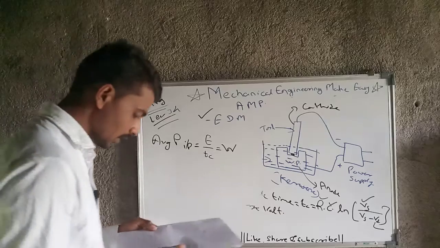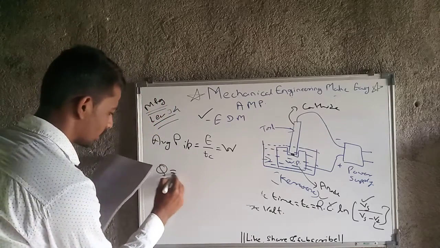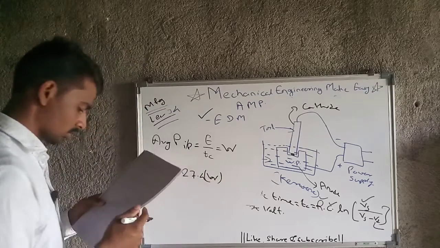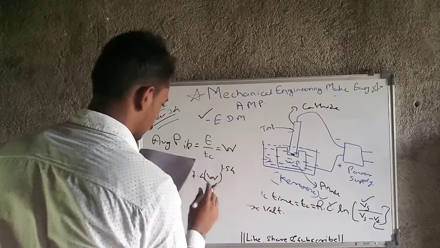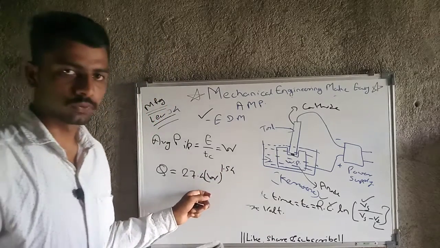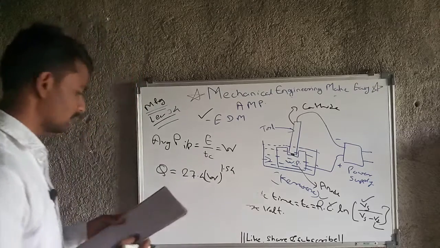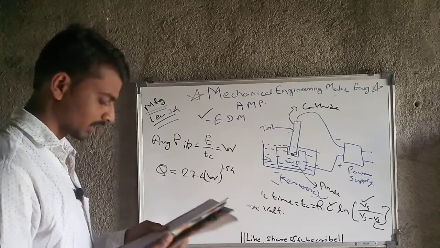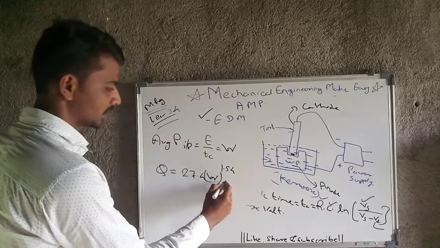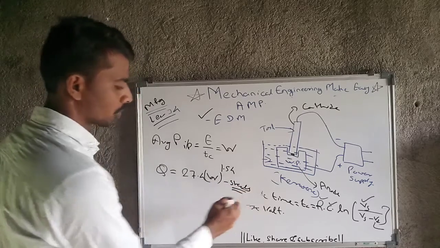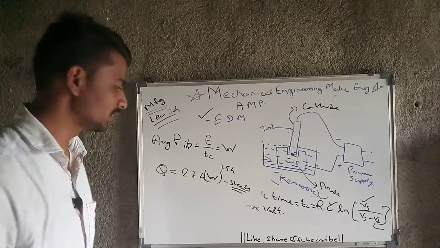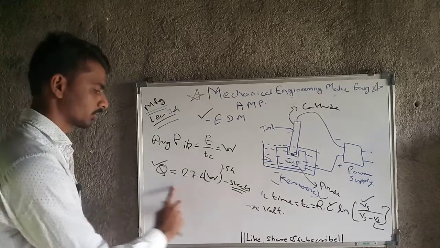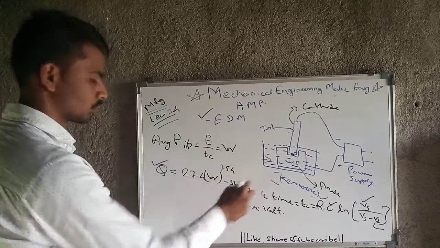Then next is MRR, that is Q, material removal rate, which is equal to 27.4 into W raised to 1.54. So 27.4 into W raised to 1.54 gives us the value of Q, that is the material removal rate. This is for machining of steels under normal condition. For another material that formula will change, but up till now we will only need the formula for steels. This is specific for steels, that is nothing but 27.4 W raised to 1.54.